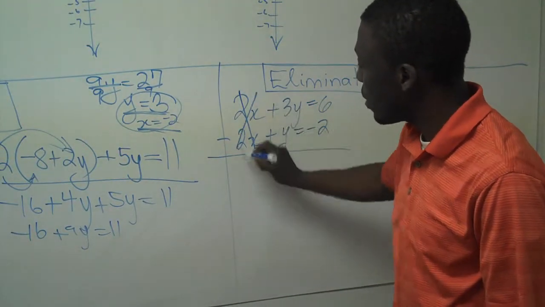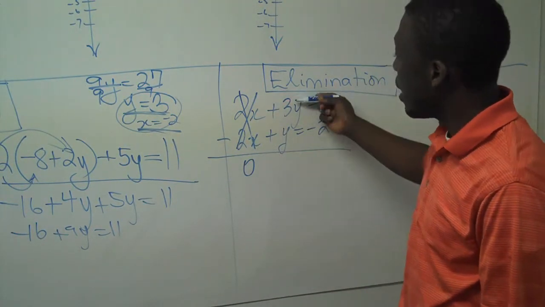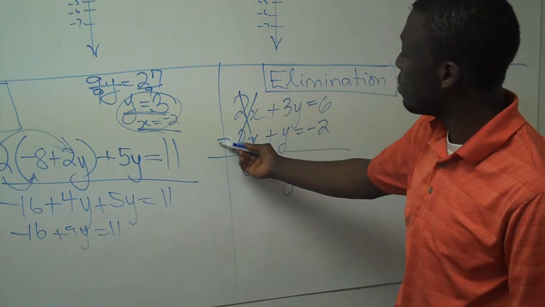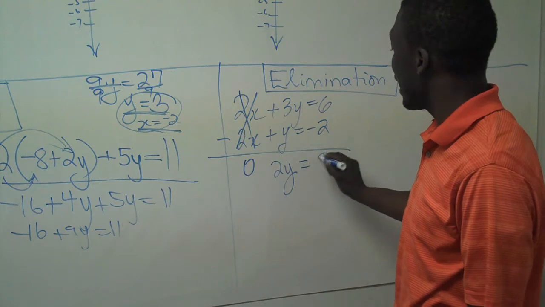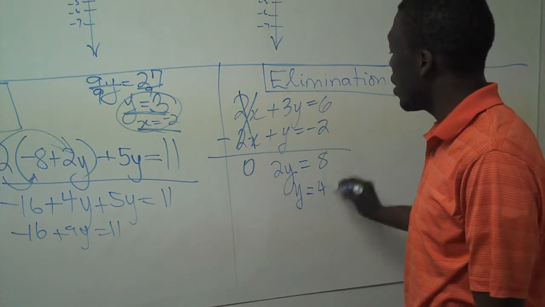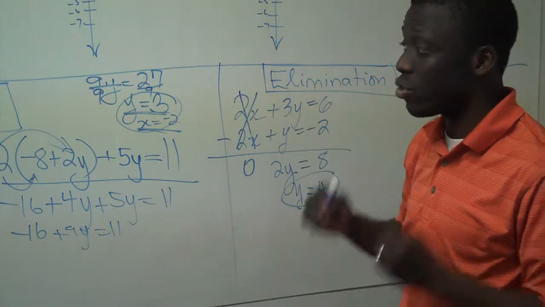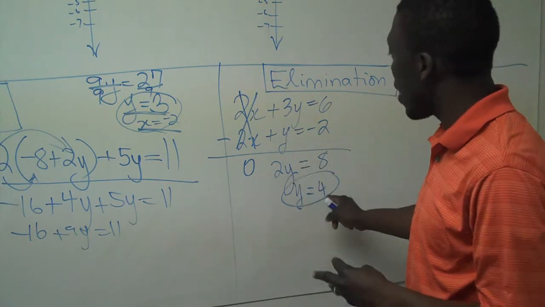So that's going to get rid of the 2x minus 2x. And then 3y minus y would be 2y. 6 minus negative 2 would be 8. So y is equal to 4. Do you notice that elimination is the best way to approach that in a sense? Right away, I'm done with that. And I take y is equal to 4.